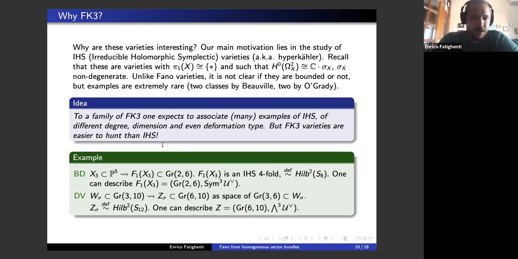Okay. Right. So what is the idea? The idea behind this, some sort of bridge between these 2 worlds, is that we do want to be able to, and we expect to be able to do it, associate to any family of Fano varieties of K3 type many examples of IHS. And this can be of different degree, dimension, and in fact, even deformation type. Okay. But the moral of the story is Fano varieties, even of K3 type, are in general easier to find, or easier to hunt if you want, than IHS.